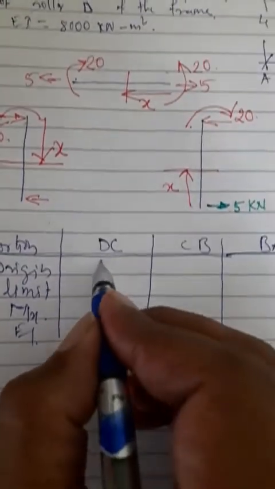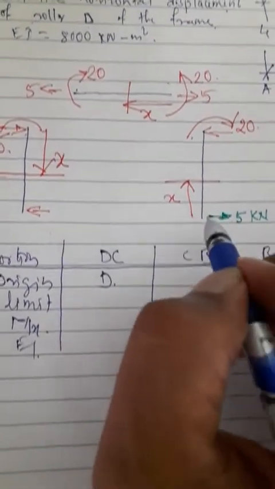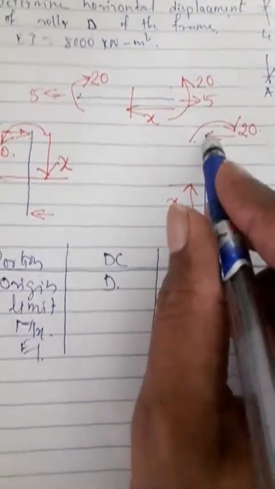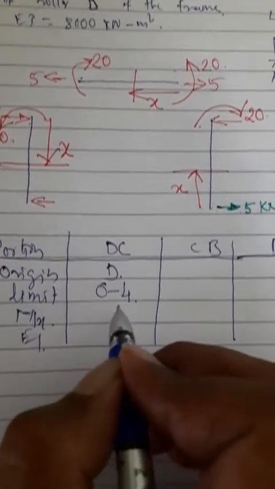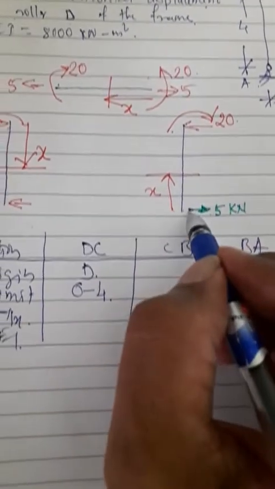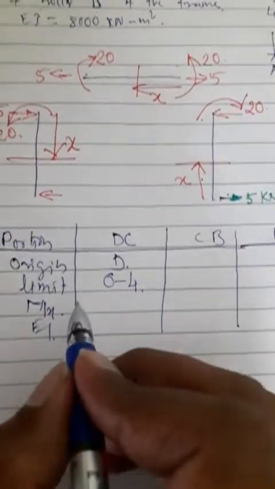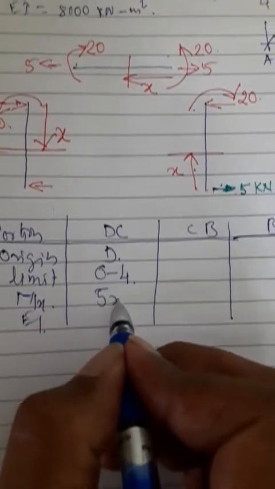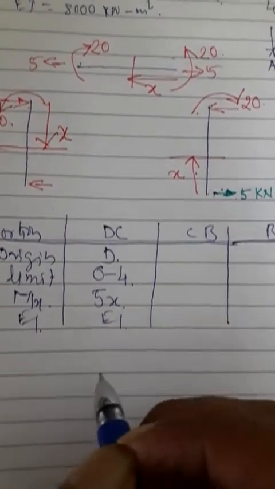For DC, origin, I start from D. So origin is D. Limits means length, limits of x. At this point x is 0, at this point x is 4. So 0 to 4. Moment at this section: if you consider this section, this is producing 5 into x, so moment is 5x. EI value same or constant, keep as it is.